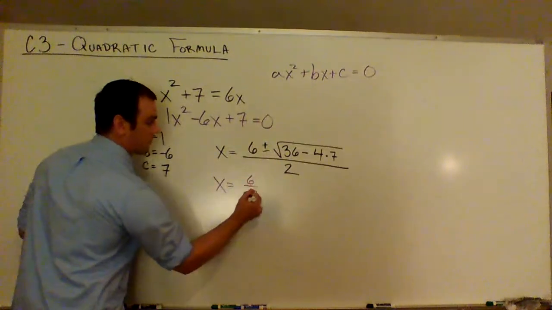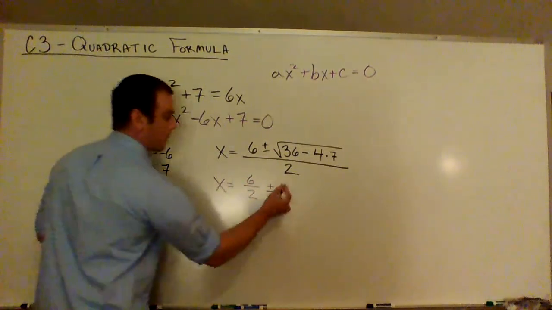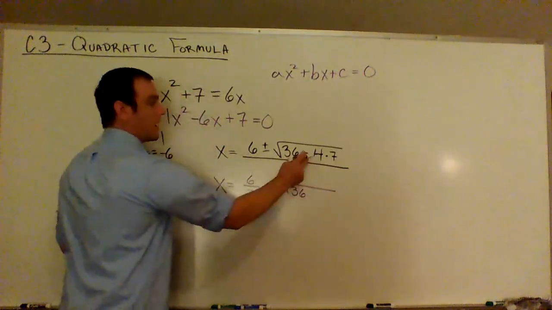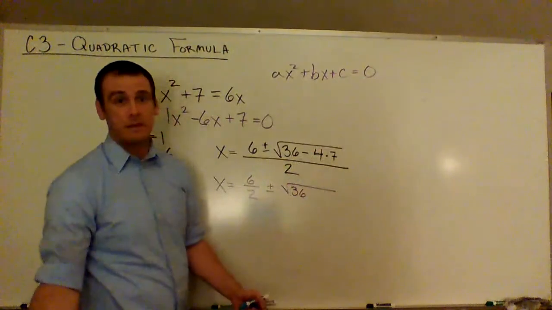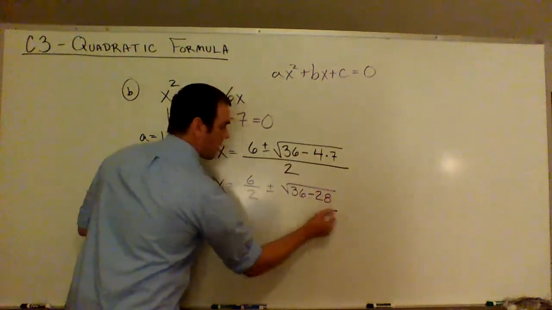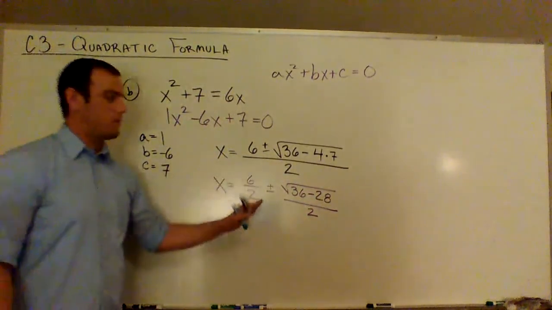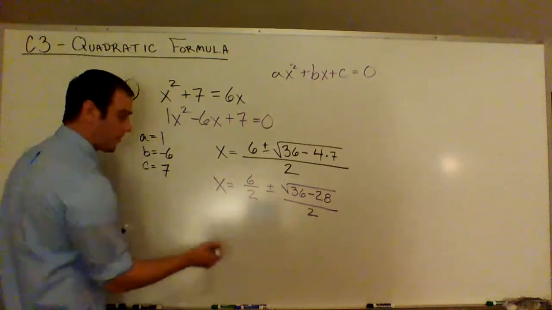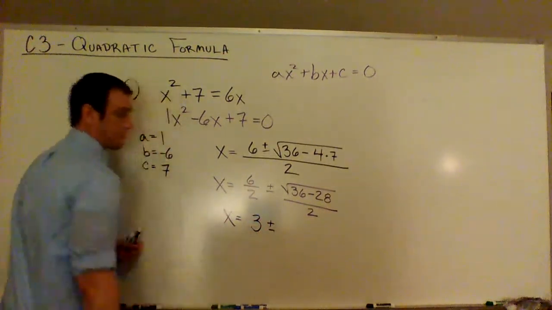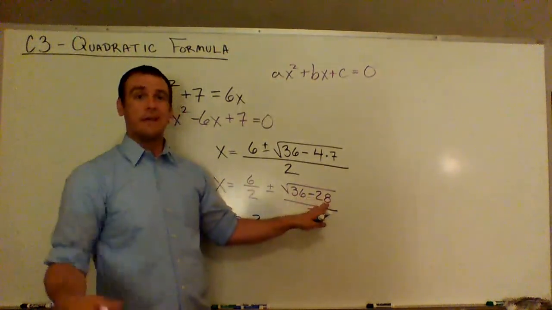All right. So let's split these guys up. We get 6 over 2 plus or minus the square root. Here I've got 36 minus, so 4 times 7 is going to be 28, all over 2. All right, so let's reduce this. 6 over 2 makes 3 plus or minus. 36 minus 28 is going to be 8.